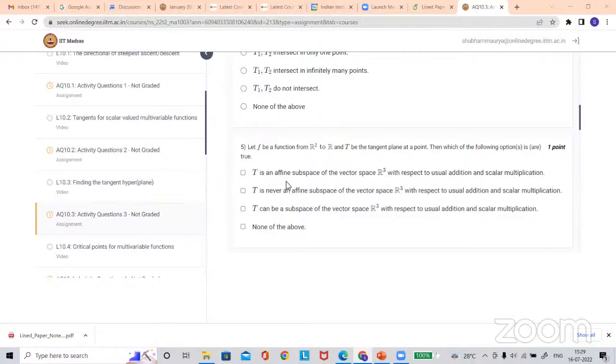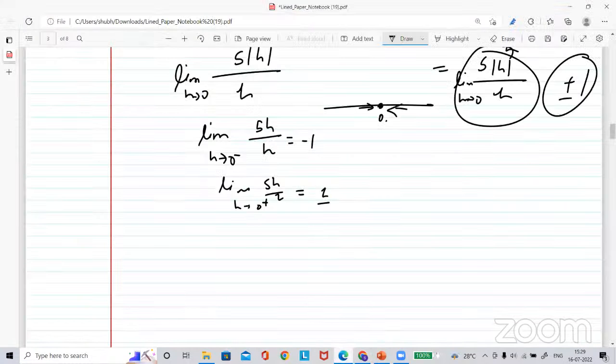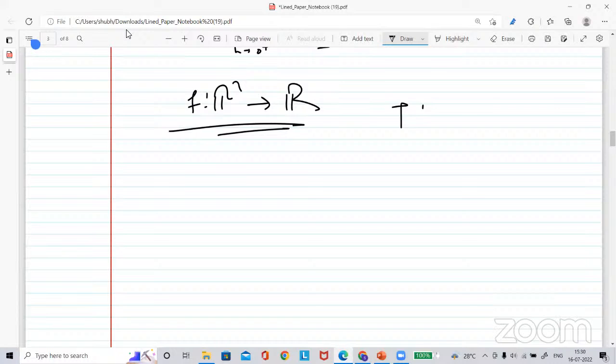Let f be a function from R2 to R. Let T be a tangent at a point. So T is an affine subspace of vector space R3 with respect to it. So let me make a picture, then it may be clear. So your function is from R2 to R, but affine is talking about T being a tangent and said that this tangent is affine in R3. So how is it happening?